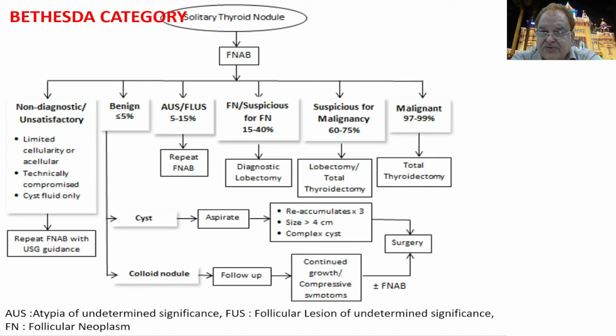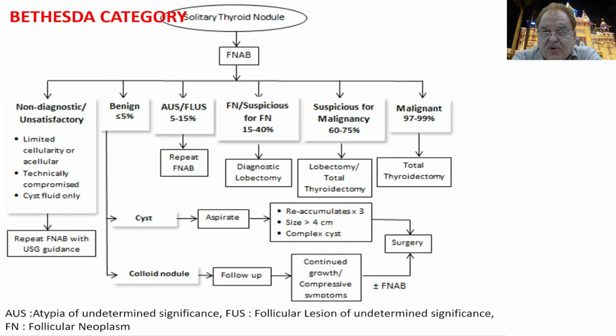Now, if you find a cyst on your aspiration, then you can aspirate it at least 3 times before saying that it has to be operated. If the size is more than 4 centimeters and it is a complex cyst, refilling again and again even after 3 aspirations, then you should plan for surgery for that particular nodule.